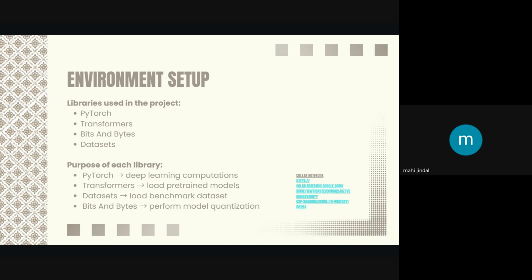Now, to run this experiment, we relied on four core libraries. PyTorch handles all the deep learning computations. Transformers from Hugging Face is what we use to load pre-trained models. The datasets library let us pull in our benchmark dataset with ease. And bits and bytes is a key library that actually performs the model quantization. Together, these four tools form the complete technical foundation of the project.